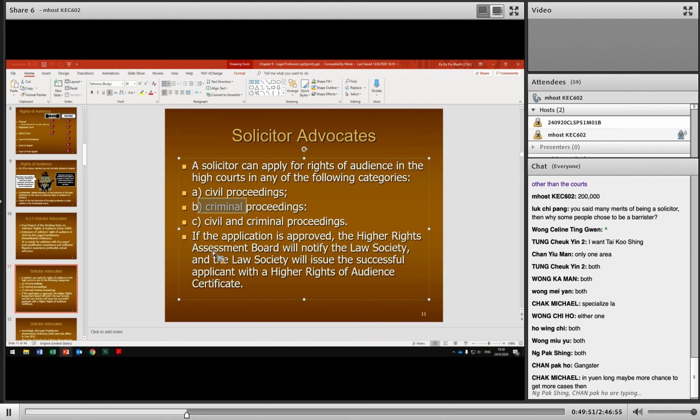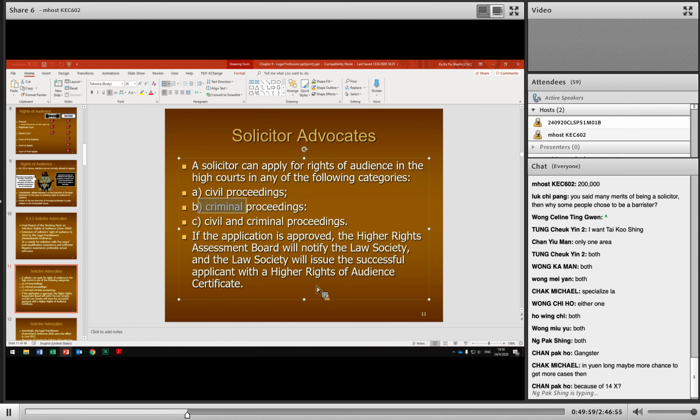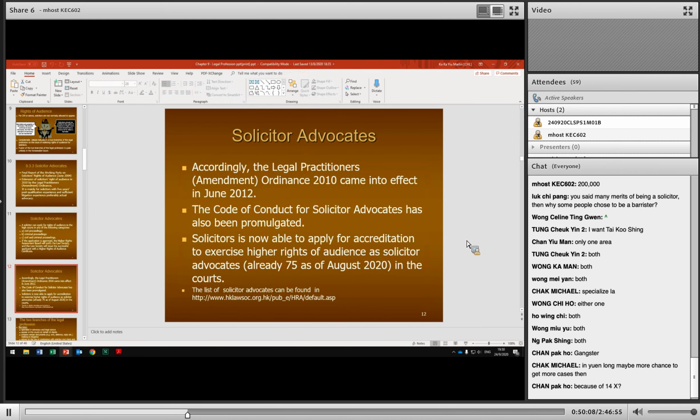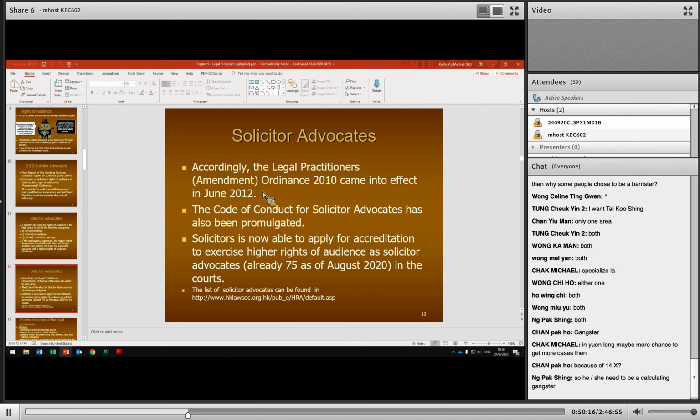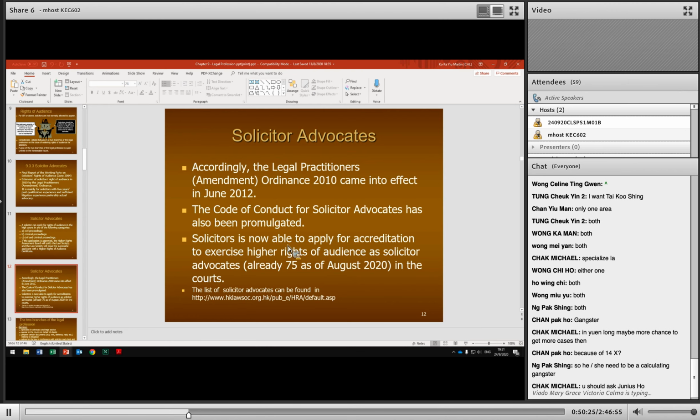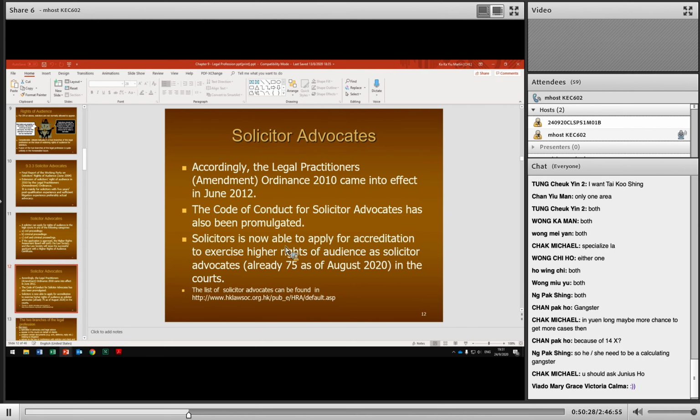If the application is approved, the Higher Rights Assessment Board will notify the Law Society, and the Law Society will issue the successful applicant with a Higher Rights of Audience certificate. Once he has obtained the certificate, he can practice as a solicitor advocate. Accordingly, the Legal Practitioners Ordinance 2010 came into effect in June 2012. The Code of Conduct for Solicitor Advocates has also been promulgated. Solicitors are now able to apply for accreditation to exercise higher rights of audience as solicitor advocates.